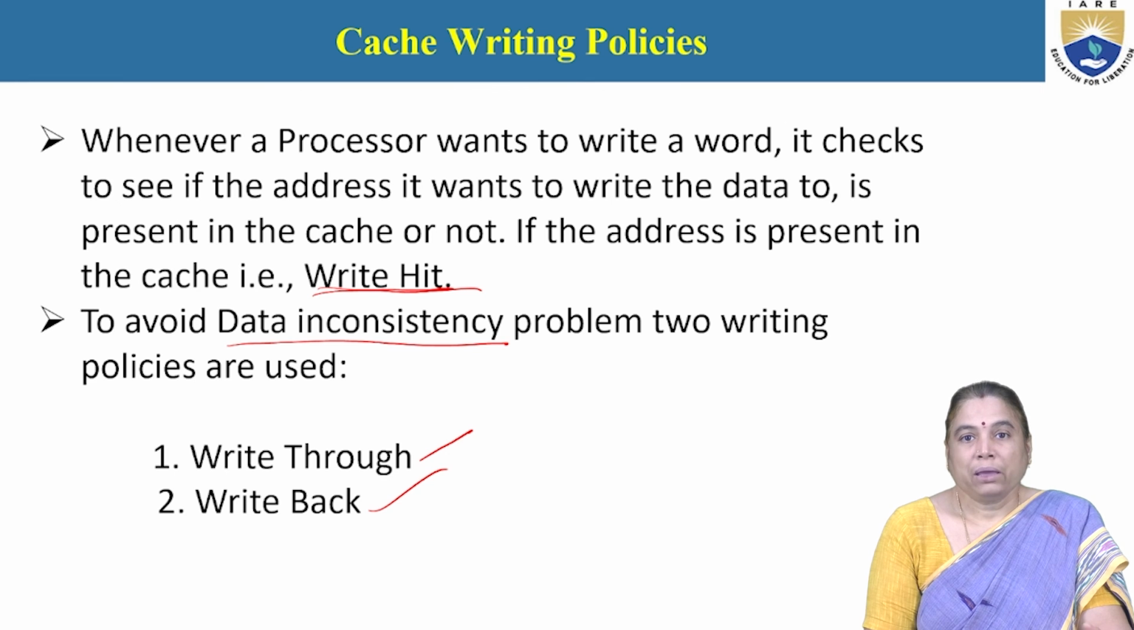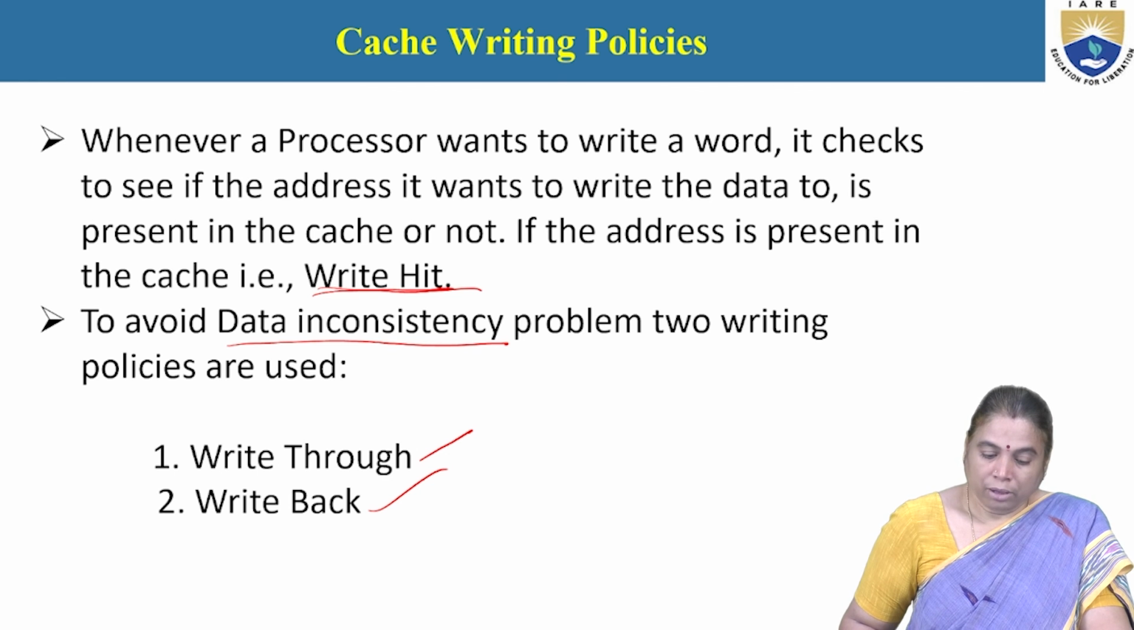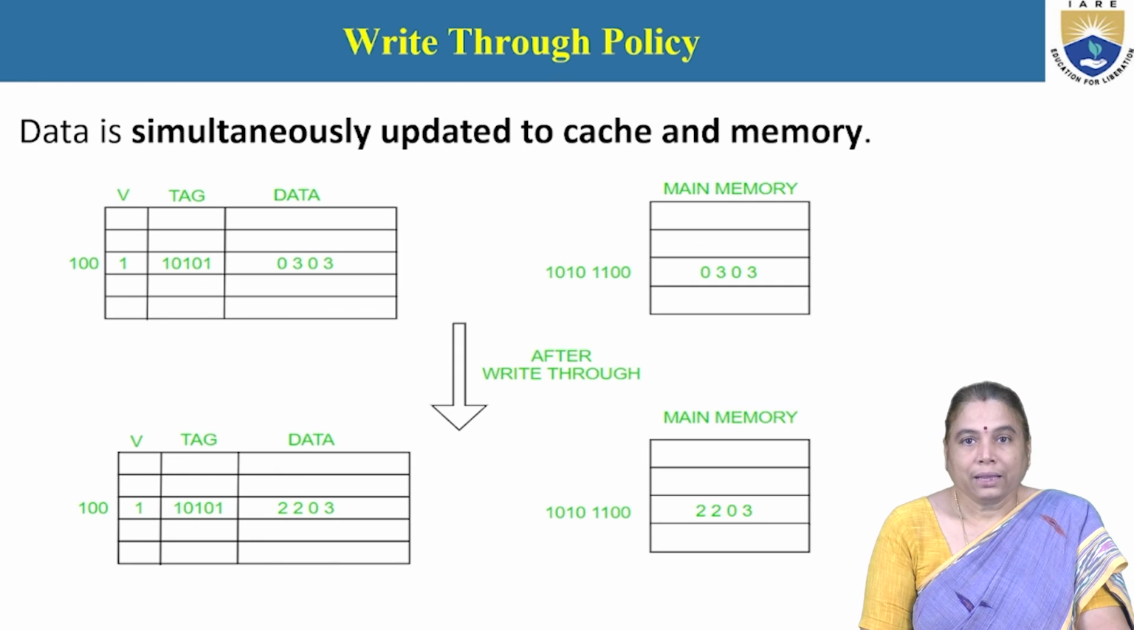Why? Because a copy of part of the main memory content can be available in the cache. So, to avoid the data inconsistency problem, two write policies can be used by the cache. They are write through and write back. What is write through? Data is simultaneously updated to the cache and main memory. So in parallel, the data is written in the cache as well as main memory.